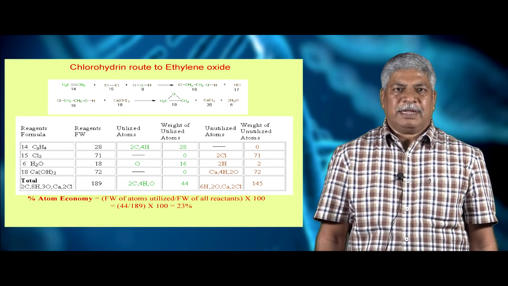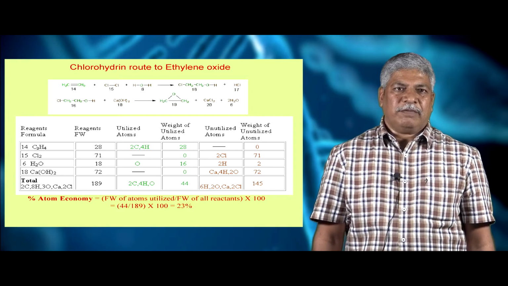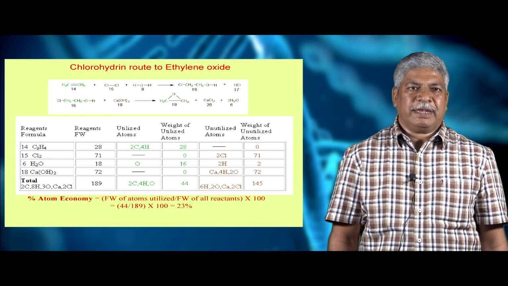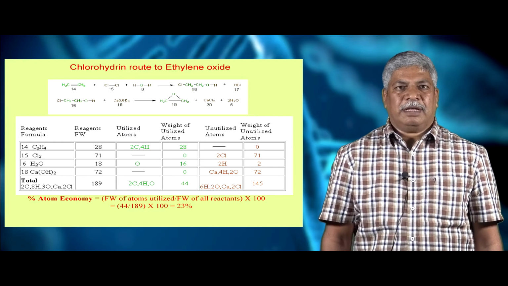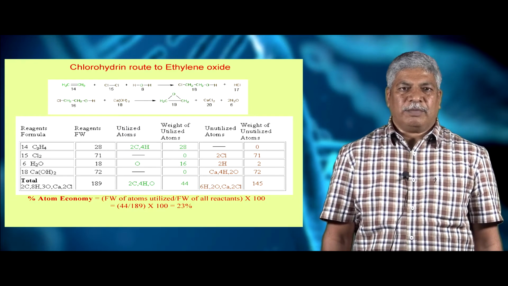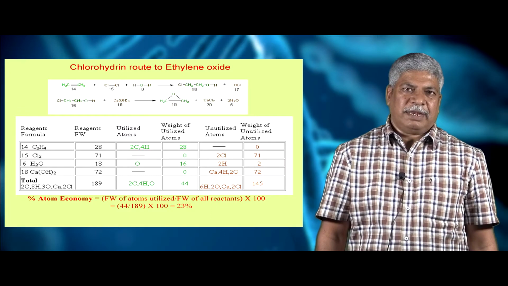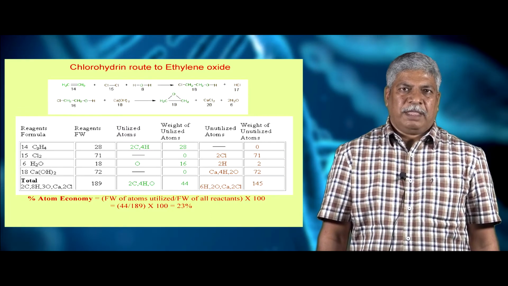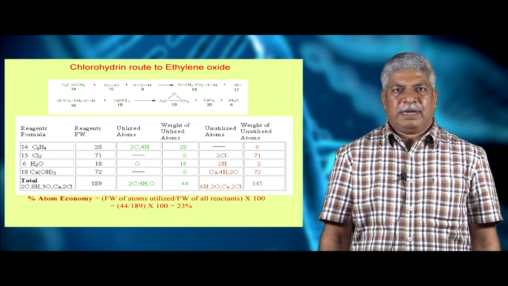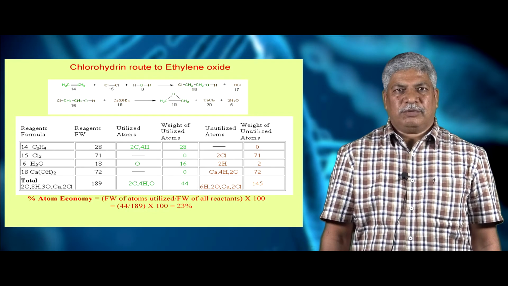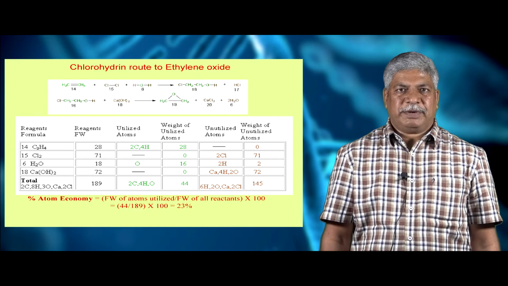So if we calculate the atom economy, here the total formula weight of all the reactants will be 189, and the formula weight of all the products will be 44. So if we calculate the percentage atom economy, it will be 44 divided by 189 multiplied by 100, which is equal to 23%. So in this method, the atom economy is 23%.